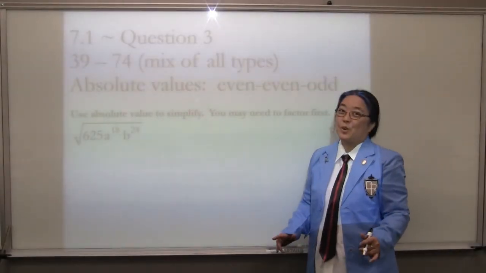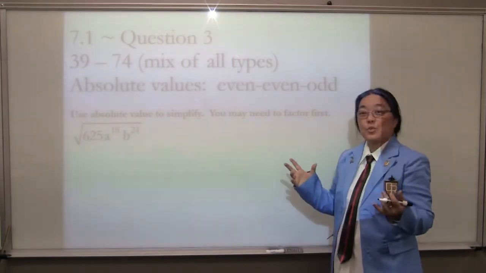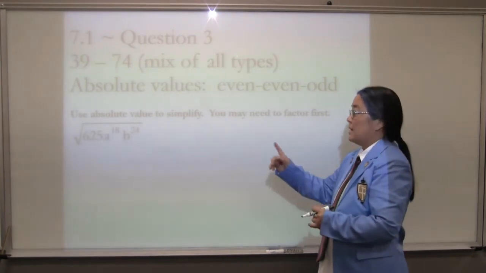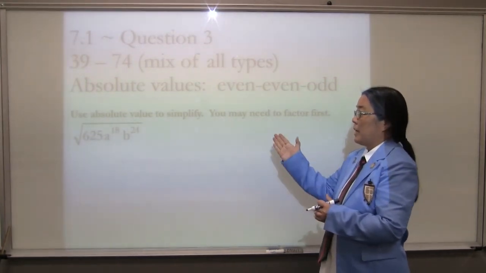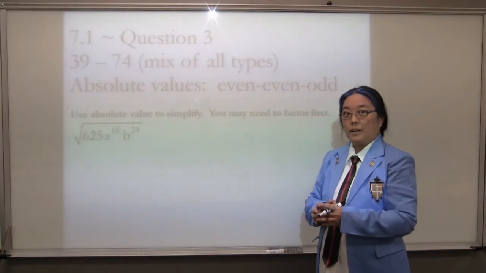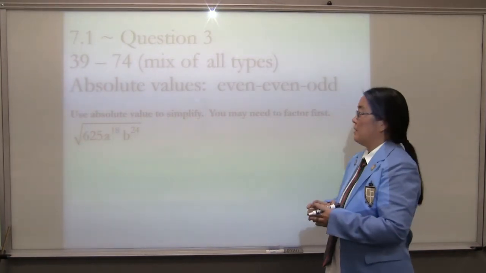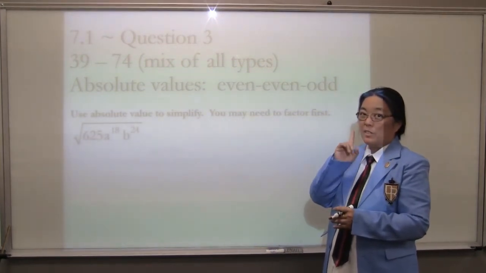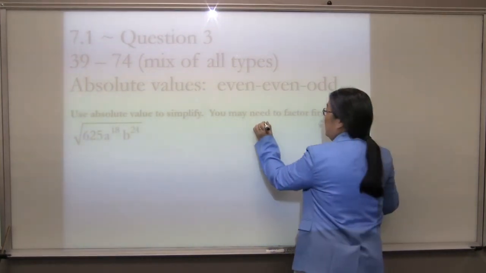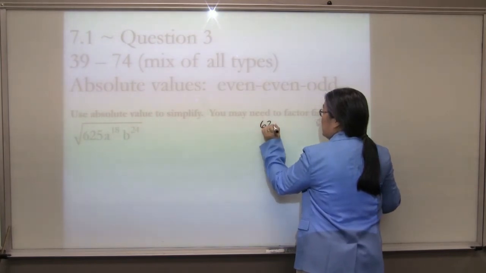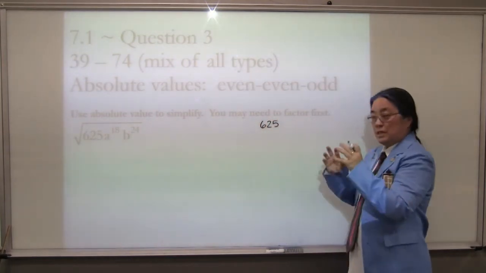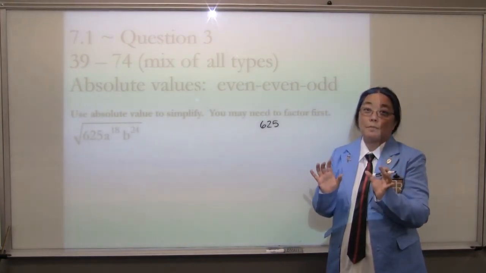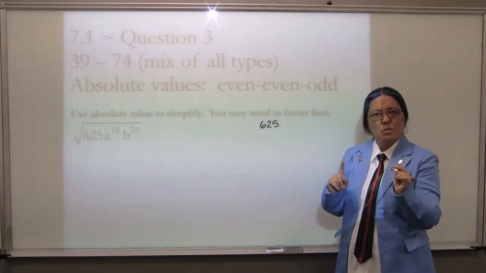Chapter 7, section 1, question 3. My gosh, we're going over yet more even, even odds. All right. If you look at this, we are going to have to use absolute value to simplify. There will be even, even odds there. You may need to factor first. We don't really need to factor a whole lot first, but you might actually need to. If you look at 625, we want to see how it breaks up. If you know that it breaks up beautifully into 2 exact same numbers, great. But let's say you didn't.